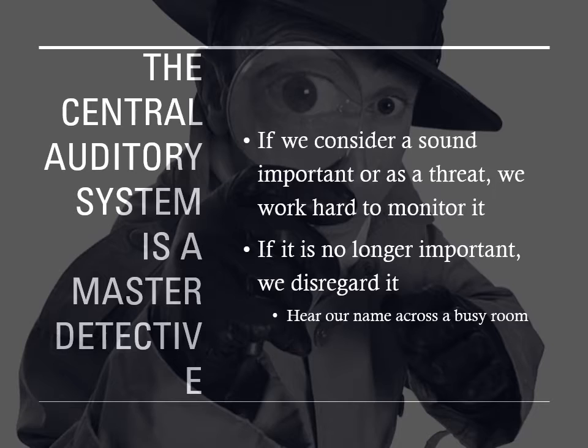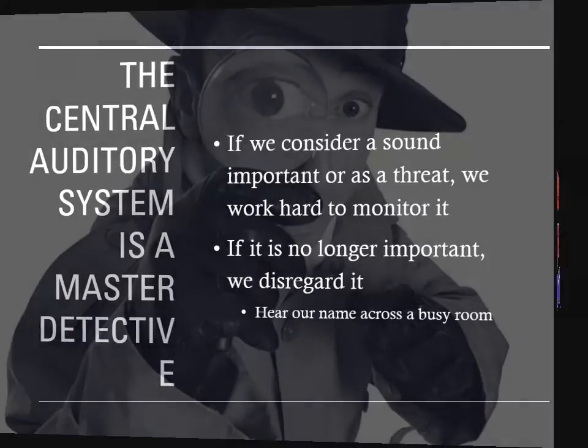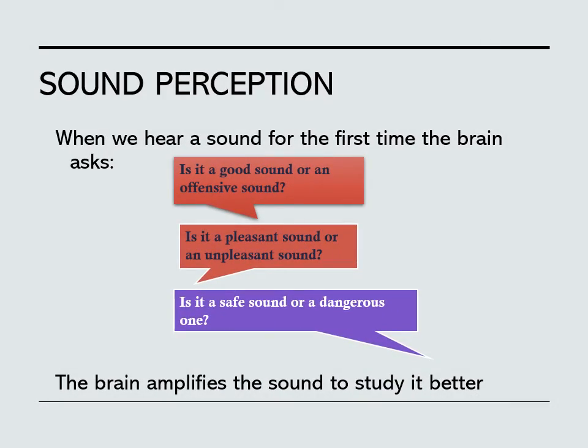An example of this would be that we can often hear our name being spoken across a busy room. At this point, we consider our name to be important and our brain focuses in on it like that super detective. When, however, the sound is new, the brain has to investigate to determine whether this sound is a threat or not. It asks, is this sound offensive? Is it dangerous? And in order to do this, it internally amplifies the sound to study it better.